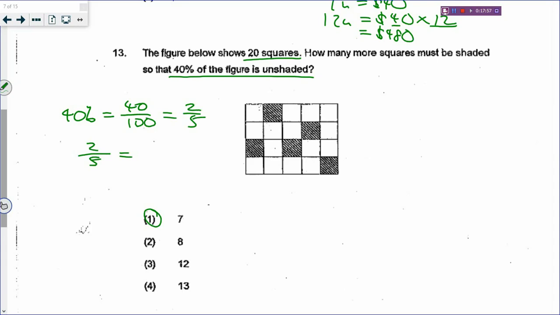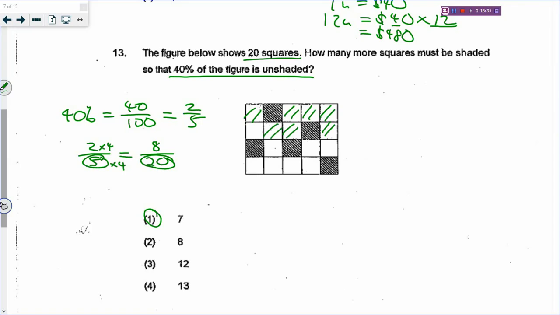So what is the denominator? The denominator is the total squares. If you look at the denominator, the total is 5, but if you count the squares in the figure, there are total 20. So can you find the missing number? 5 times 4 and 2 times 4, you have 8 over 20, which means that you want 8 squares to be unshaded. So how many squares must you color? 1, 2, 3, 4, 5, 6, and 7.